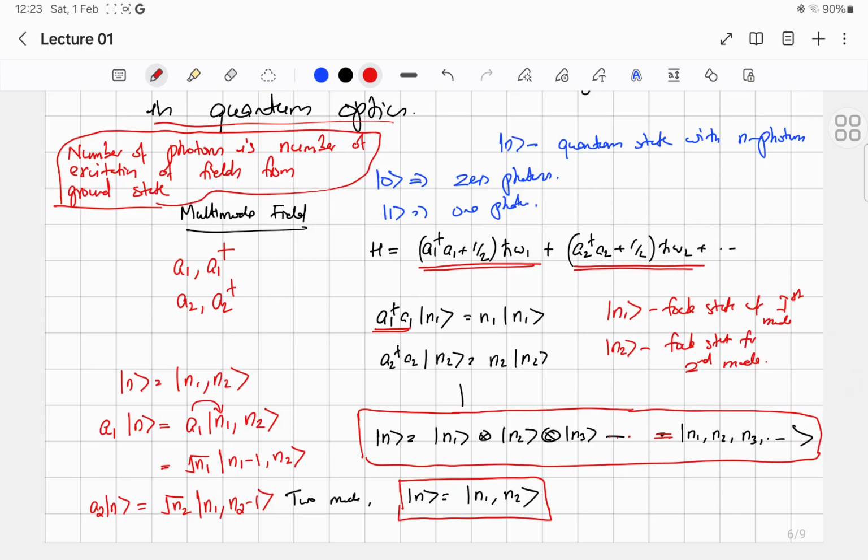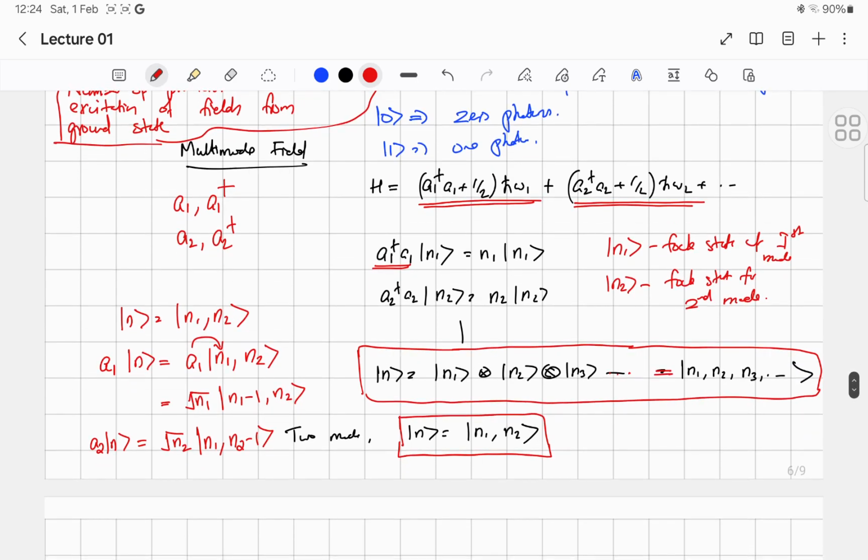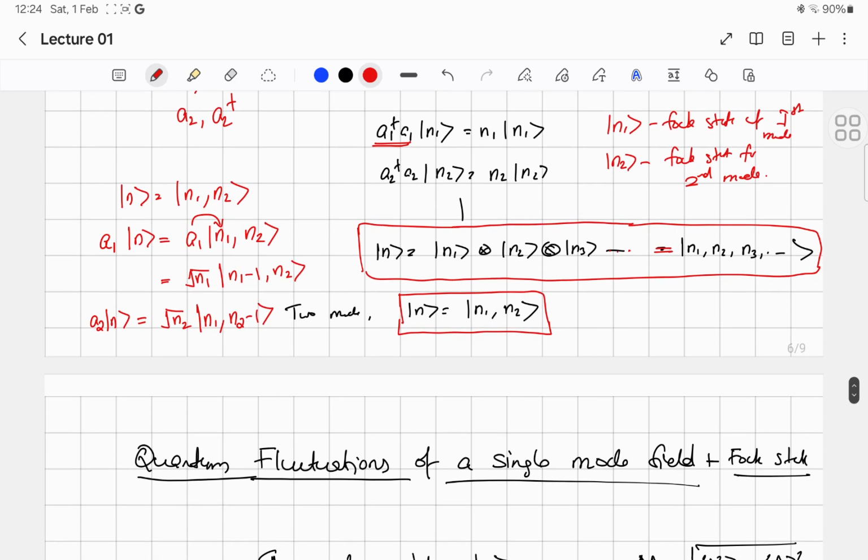In the next class, we are going to discuss the energy fluctuation of the electromagnetic field, or rather the fluctuation, particularly the fluctuation of the electric field of a single mode field. Okay, so that we can see in the next class.